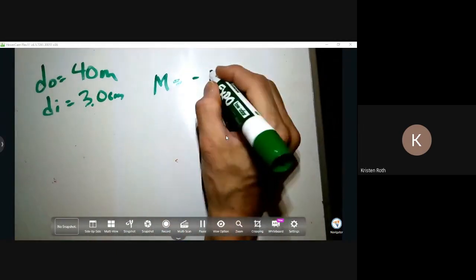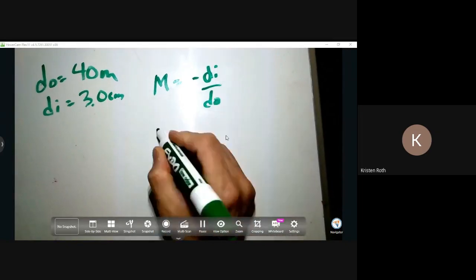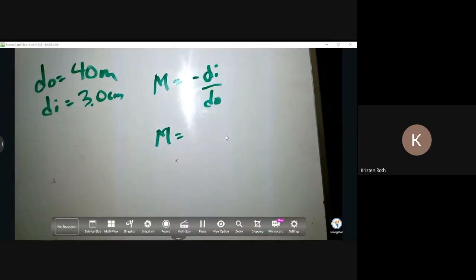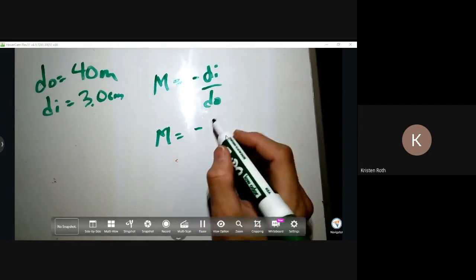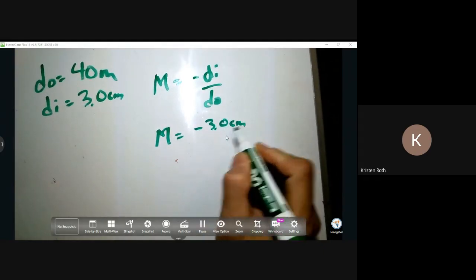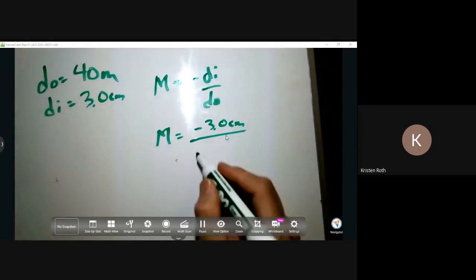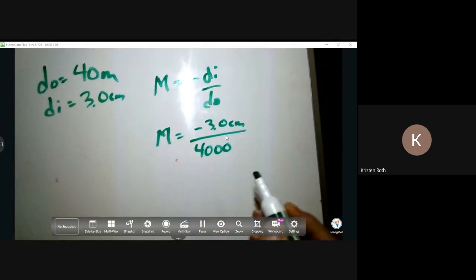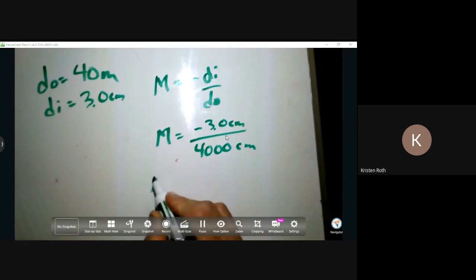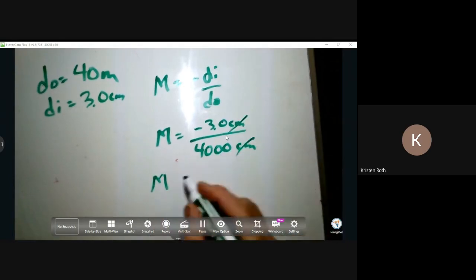M equals negative d_i over d_o. So this would have to be a two-stepper, right? Because you'd have to make the conversion. So it's going to be negative 3, we're going to keep it in centimeters, over our 4,000 centimeters. Remember, the centimeters come off because magnification doesn't have a unit.